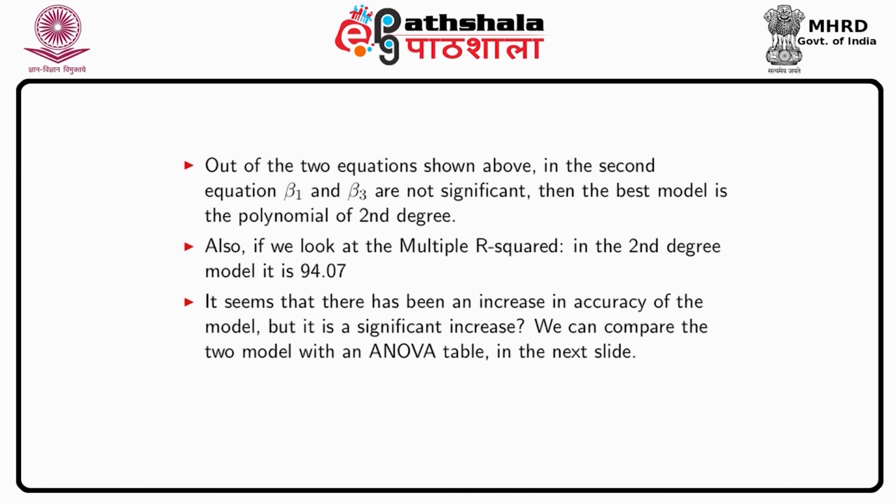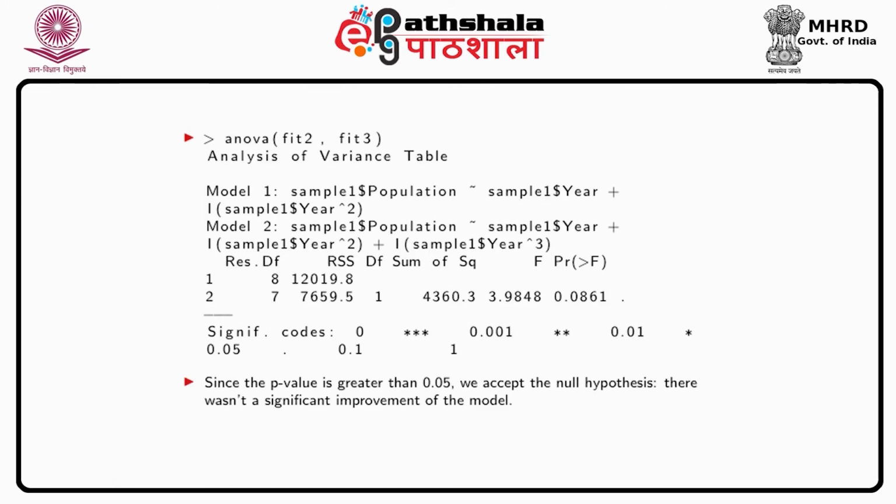So in this case, we see that although for a polynomial of degree 3 there is a slight increase in the R square value, still the beta 3 coefficient, which corresponds to the third degree polynomial, is not significant, which tells us to use a polynomial of degree 2 instead. In order to explicitly test whether one model is significantly better than the other, we can use the ANOVA table. So fit 2 and fit 3 are the two polynomial models, and using the ANOVA function, we get the following output in R, which can be used to test the significance of one model over the other.